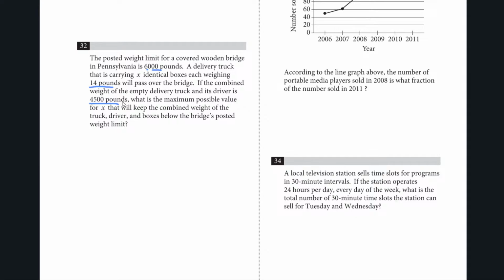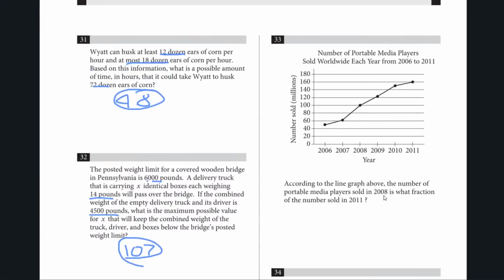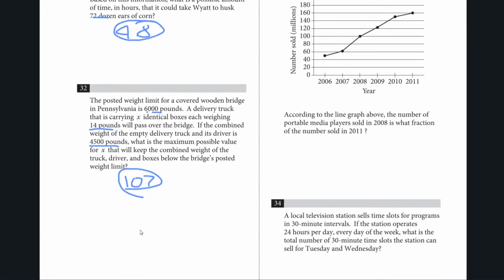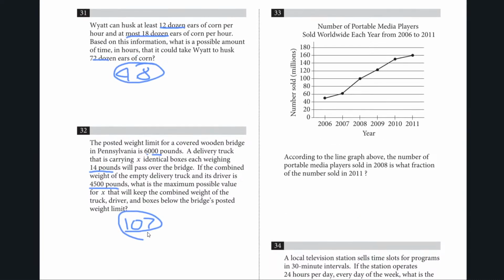So we divide 1,500 by 14. I got the 1,500 by subtracting the 4,500 from the 6,000. So we can take about 107 boxes. We can't really have 0.14 of a box, so we have to take the lower of that. In programming terms, we would call it the floor.